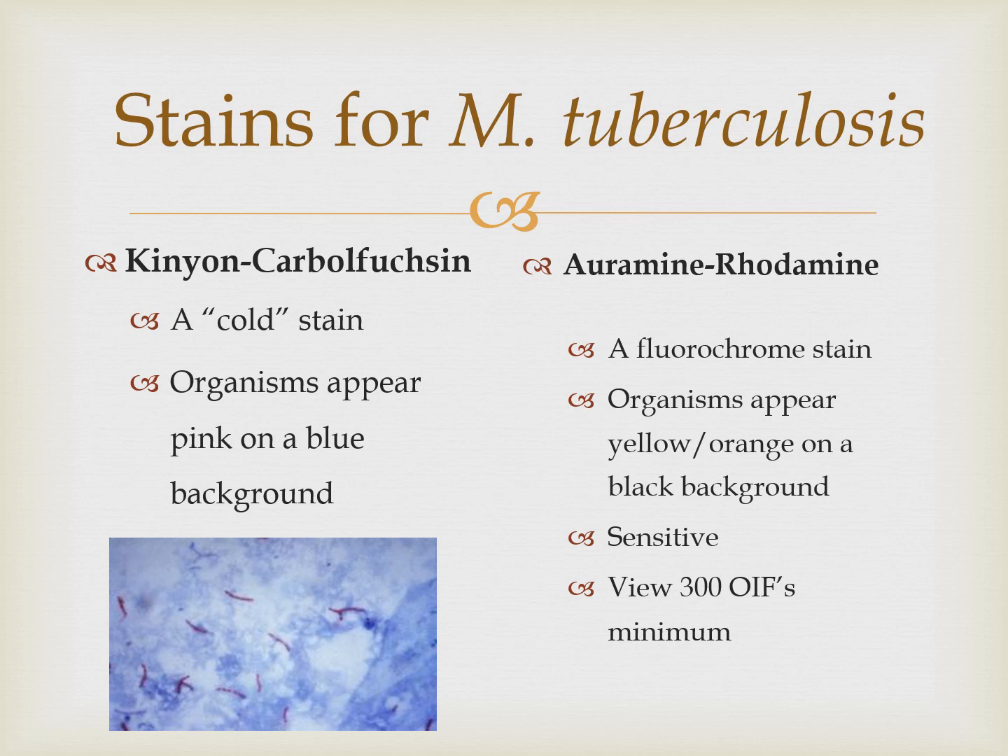Kinyoun carbolfuchsin is considered a cold stain. The organisms will appear pink on a blue background. Okay. Now, the other stain is called auramine-rhodamine. This is a fluorochrome or fluorescent staining test. It's much more sensitive than Kinyoun carbolfuchsin, and we are going to see orange organisms, bacilli, on a black background. Now, you may see chunks of orange that are debris or other things, but you really should see primarily the tuberculosis organism. If you're seeing artifacts, just ignore those, okay? Auramine-rhodamine is a very sensitive stain, and we always want to view a minimum of 300 oil immersion fields.